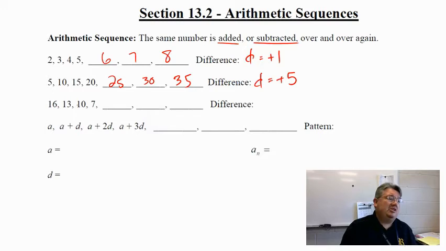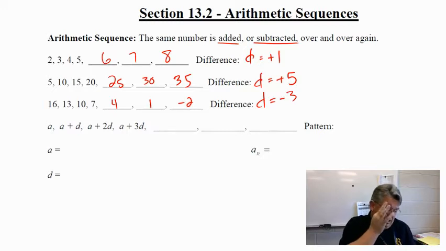Look at this one, 16, 13, 10. This is going down by 3. So the next one will be 4, and then 1, and then -2. Since it's going down, my difference is a negative number. It's, in this case, a -3.